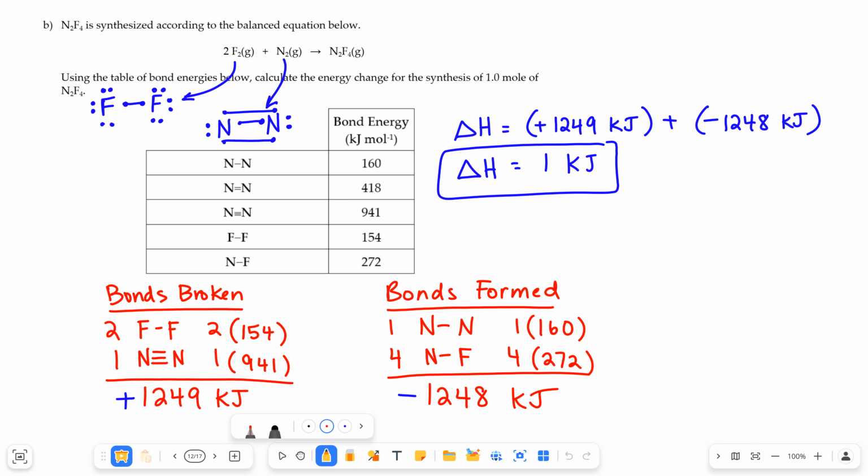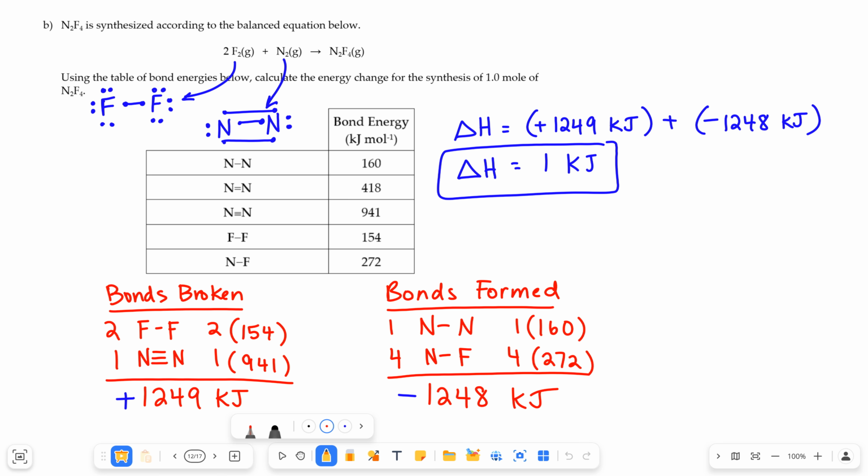In part B, you might be familiar with the Lewis structures of nitrogen and fluorine. If not, maybe you sketched them out and you had a single bond for your fluorine and a triple bond for your diatomic nitrogen. We want to use the bond energies given to calculate the energy change for the synthesis of 1 mole of the N2F4. And so we got to do bonds broken versus bonds formed.